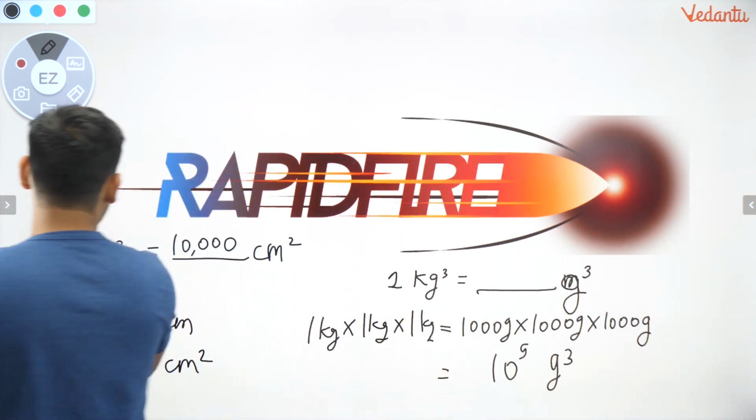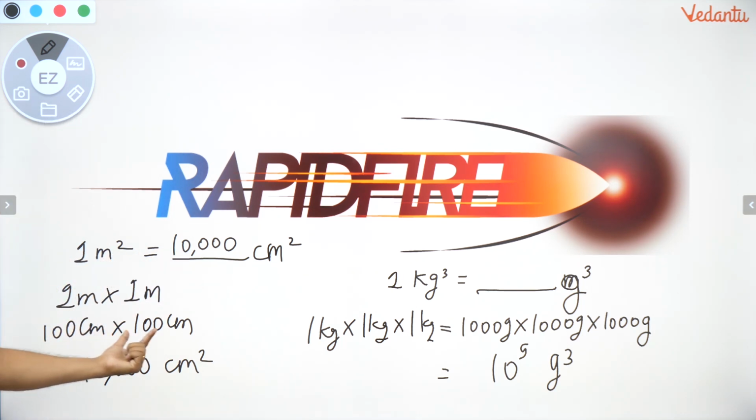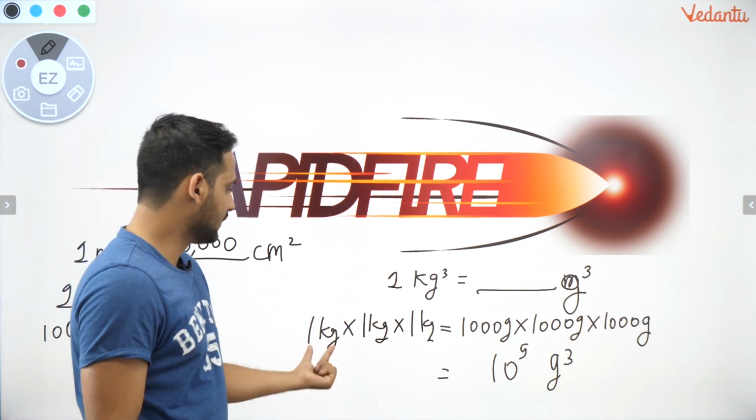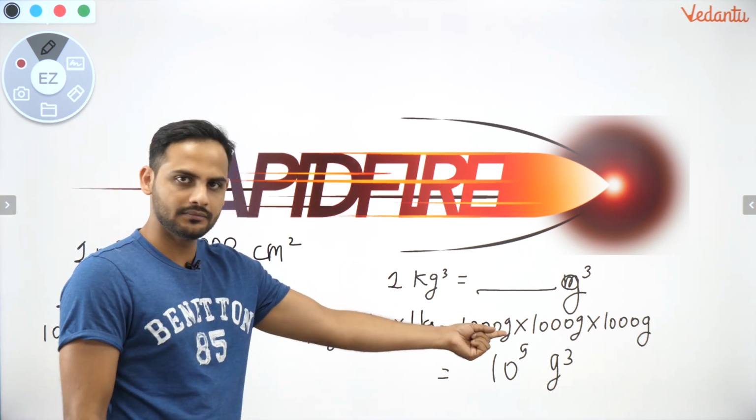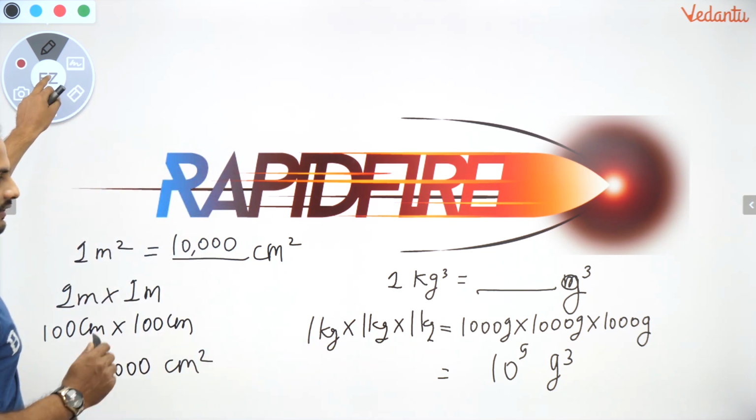So if the conversions are in square units, consider this 1 meter square as 1 meter into 1 meter, and then convert each one of them into centimeter. If it is cube, convert each one of them into gram, and then write the final product. So this is how the unit conversion is done.